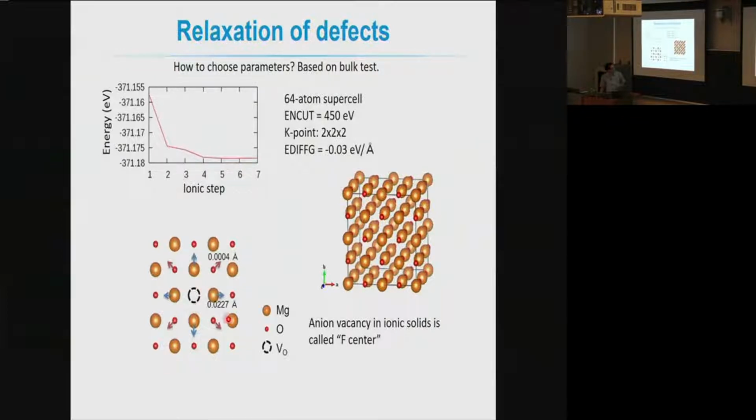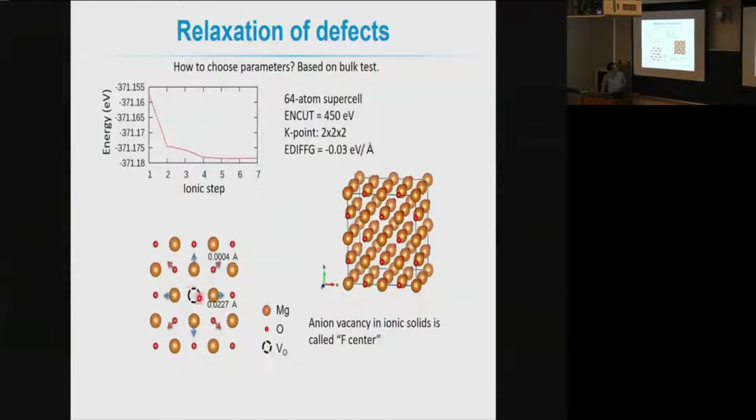And if you check the length that each ion has moved, this is the oxygen vacancy. The oxygen vacancy in MgO is called an F center, and in general, an anion vacancy in an ionic solid is called an F center. This F comes from Farbe, the German word for color, because vacancies usually induce certain coloring of the material. So here we are interested in the anion vacancy, or the oxygen vacancy.